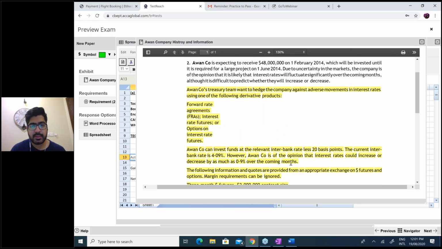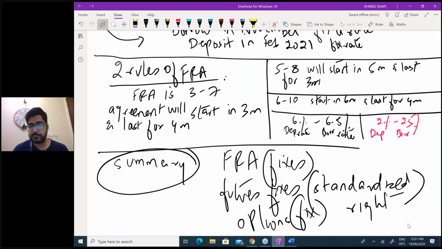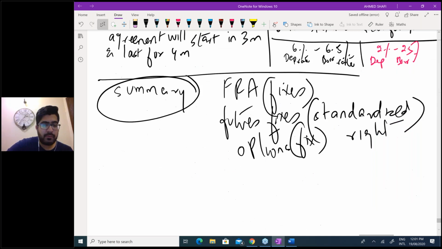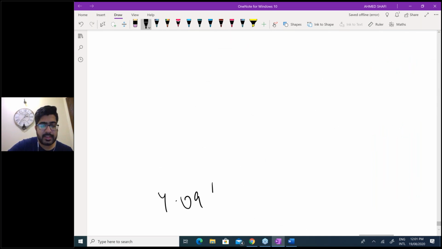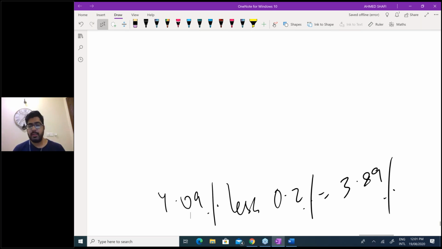Now, one can invest funds at interbank rate less 20 basis points. The current interbank rate is 4.09. So we can invest funds at interbank rate 4.09% less 20 basis points, 0.2%, which is 3.89%. You can invest funds at 3.89%.